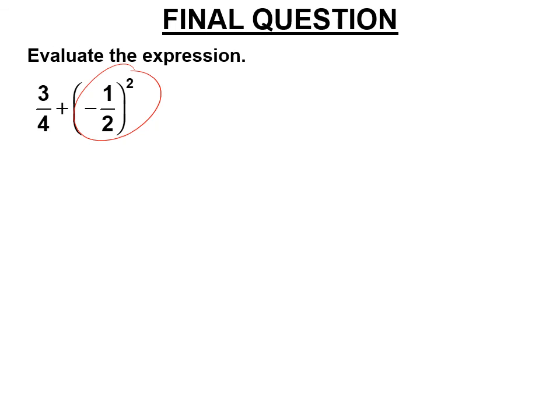So exponent first, so negative 1/2 times negative 1/2 is positive 1/4. So 3/4 plus 1/4 is 4/4, which is 1.